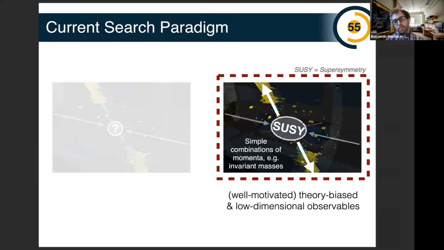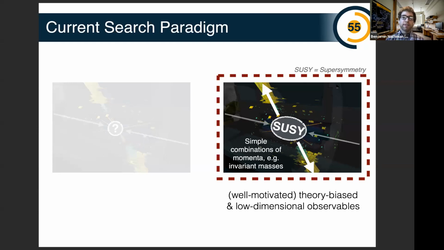Then we do some very significant dimensionality reduction, where we use our physics intuition to form very simple observables that are basically combinations of momenta of particles that we know should be relatively sensitive to the parameters of this model. And so we can basically summarize the strategy as using well-motivated but theory-biased and low-dimensional observables to do inference.